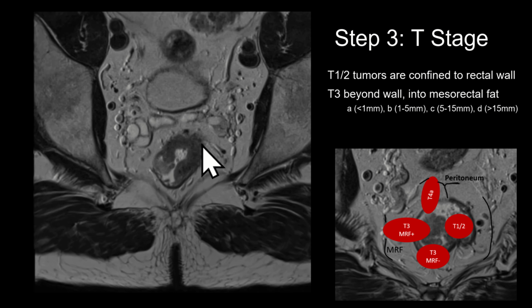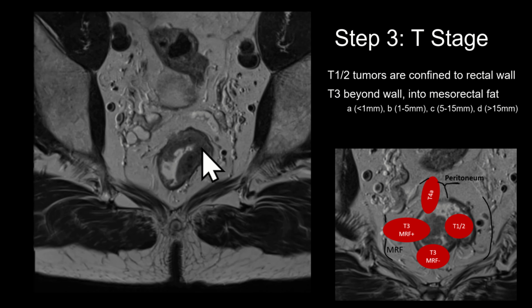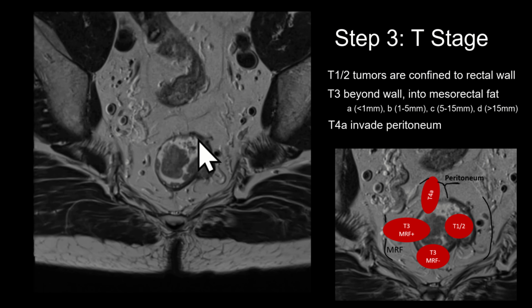T3C tumors with greater than 5 millimeters of extramural extension, on the other hand, are considered locally advanced and will receive neoadjuvant therapy most commonly, but we covered that earlier in the talk as well. T4A disease is reserved for tumors that involve the peritoneum.